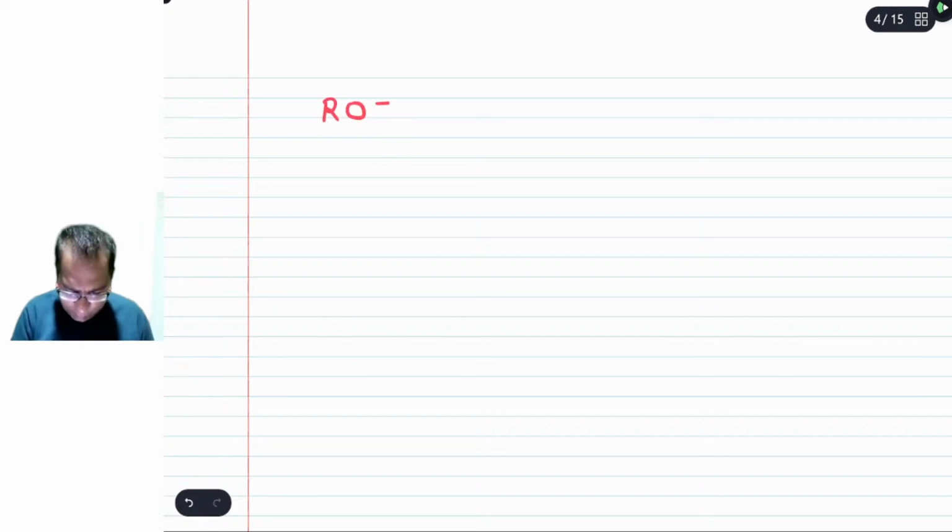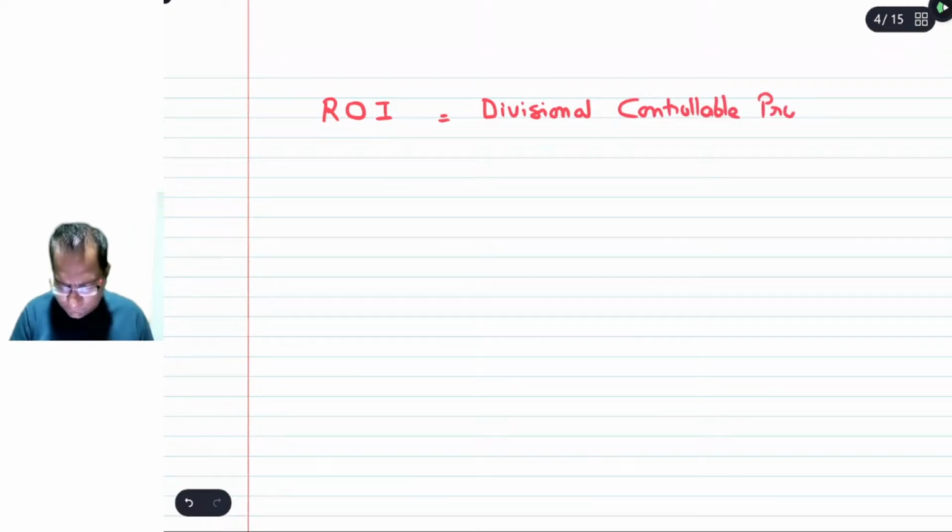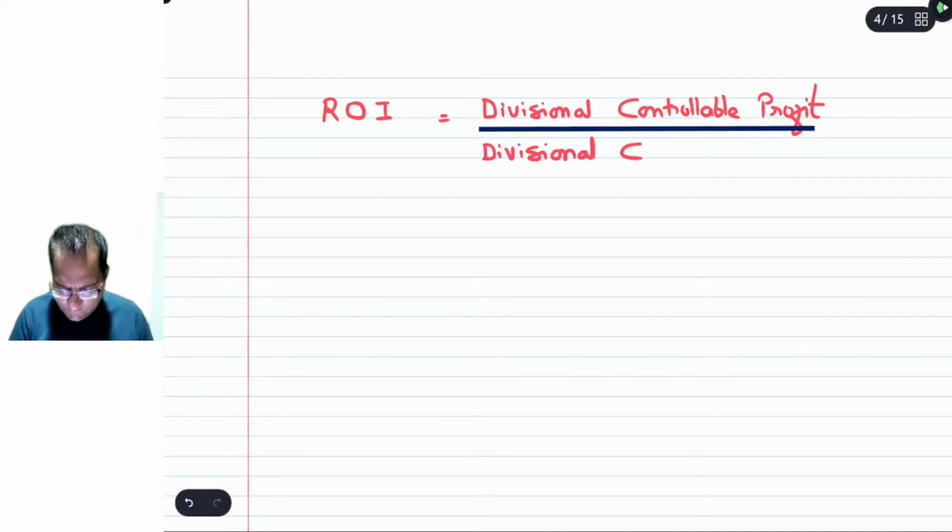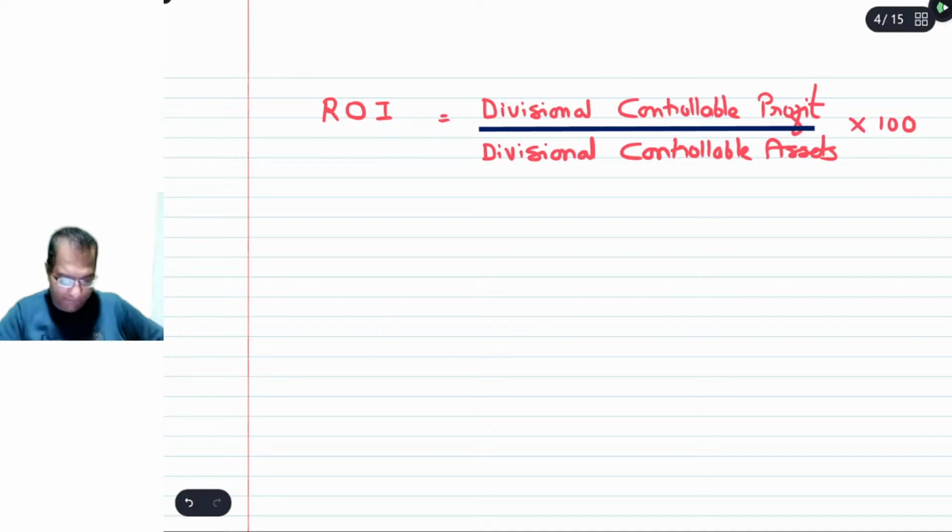ROI is equal to divisional controllable profit divided by divisional controllable effects. Since it is expressed in relative terms, it will be multiplied by 100.